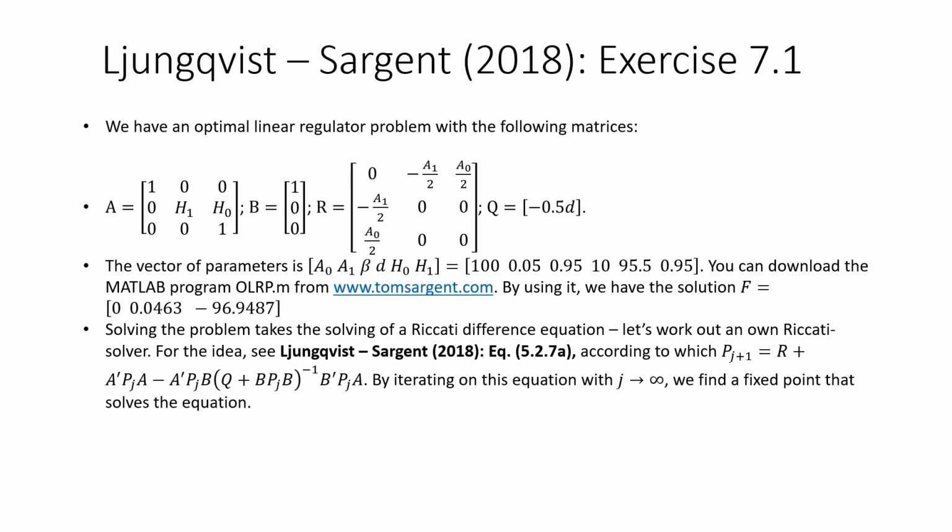In exercise 7.1 of the Ljungqvist Sargent textbook, we have an optimal linear regulator problem, a problem which can be solved very effectively in the optimal linear regulator framework. We have the following matrices. We don't need to pay attention to the details of the problem, to the context. At this point, we only need the matrices and the vector of parameters which are given.